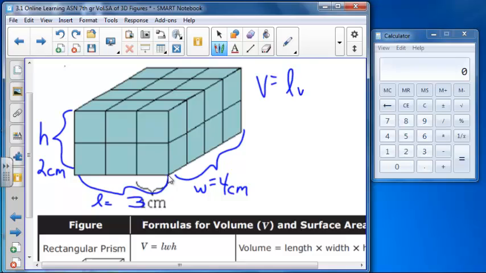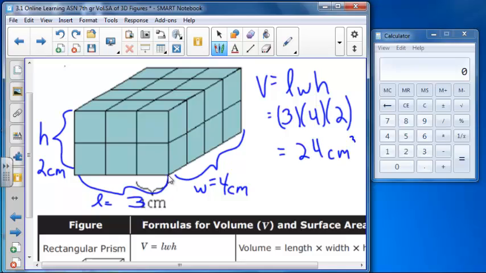Volume is length times width times height. The length is 3, the width is 4, the height is 2. 3 times 4 is 12, 12 times 2 is 24. The volume is centimeters, and we're talking about 24 centimeters cubed.